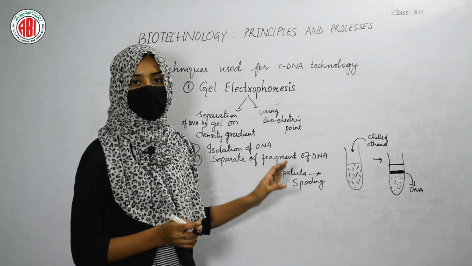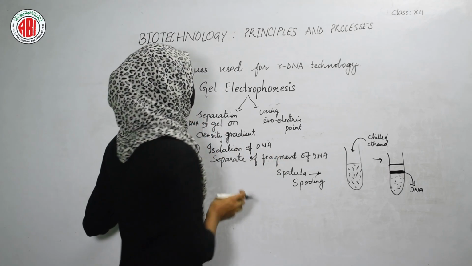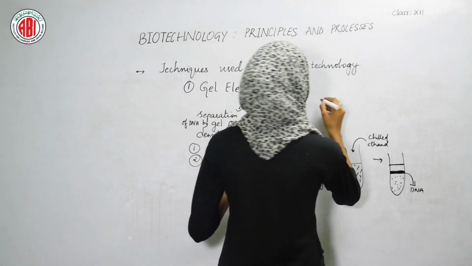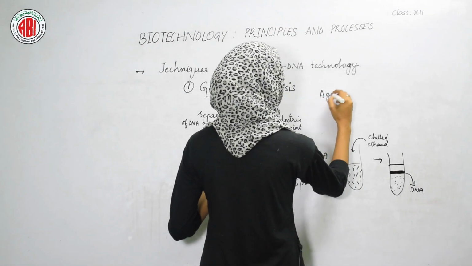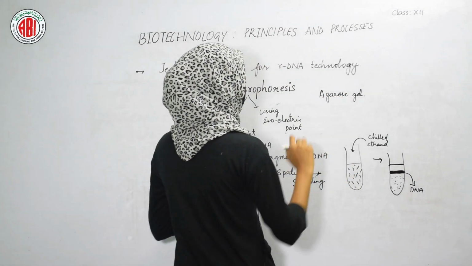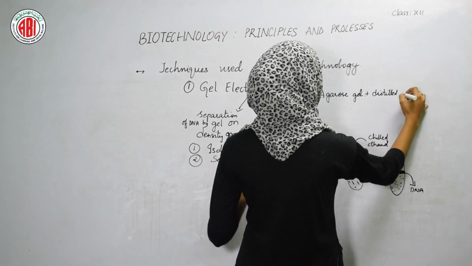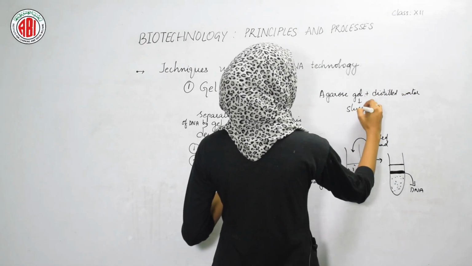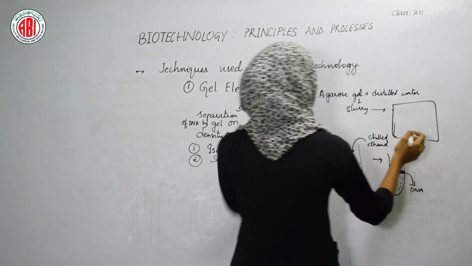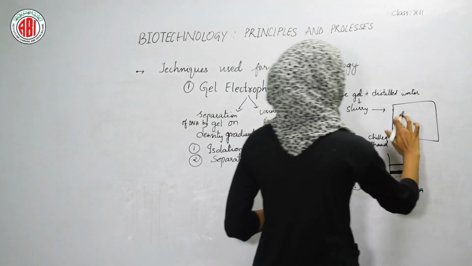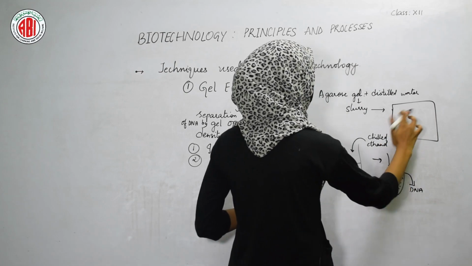these DNA strands are going to be poured on a gel plate, and we need to make a gel plate. So here we are using agarose gel. This agarose gel is mixed with distilled water, so it becomes a little bit of a slurry, and that slurry is going to be poured on the plate. Here is the agarose gel plate which is ready for separating the DNA.